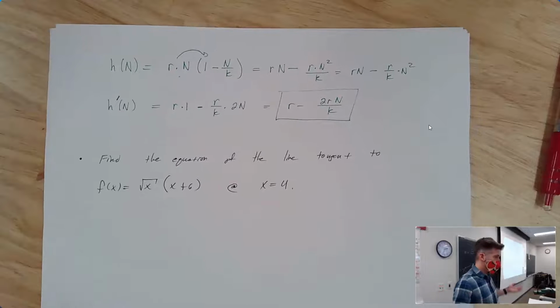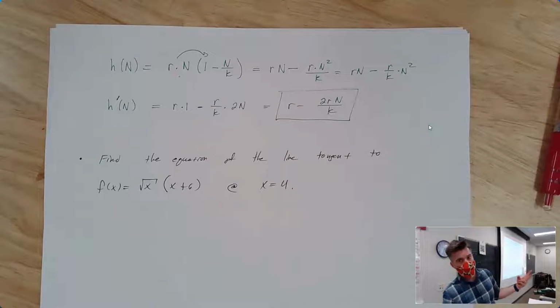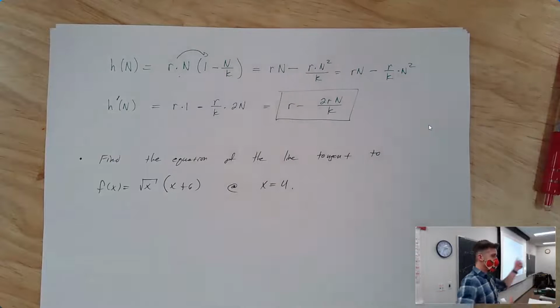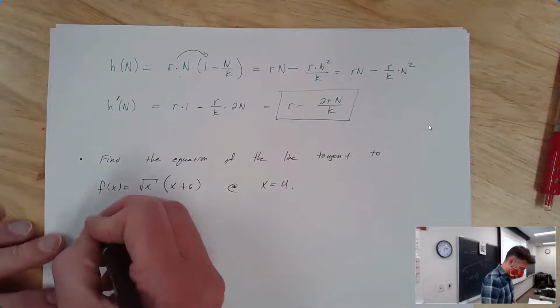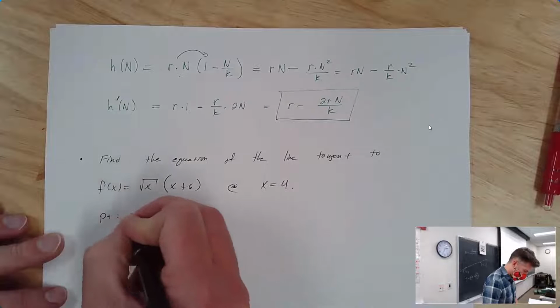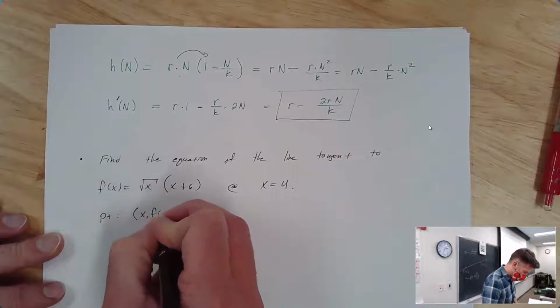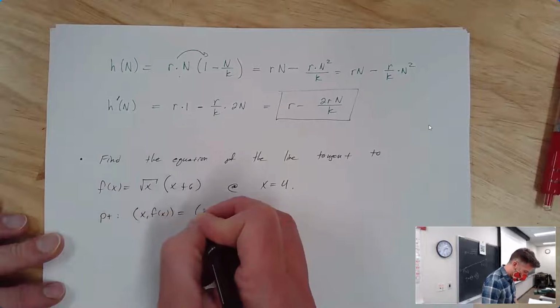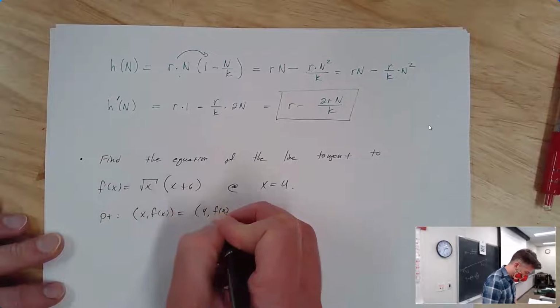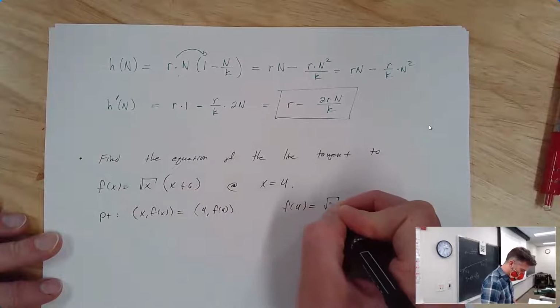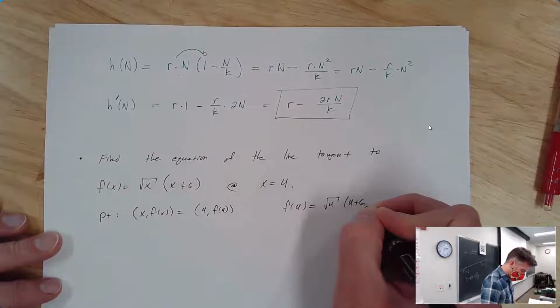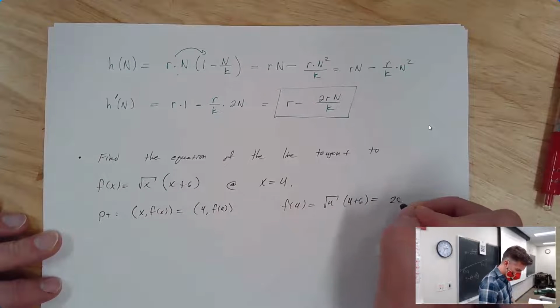So to find an equation of a line, I need two things. I need a point and I need a slope. And so far I've got like half of a point, right? Because I only have the x coordinate of my point. So let's find the rest of the point. My point is going to be x comma f of x, which is going to be 4 comma f of 4. And f of 4 is going to be square root of 4 times 4 plus 6, which is 20.